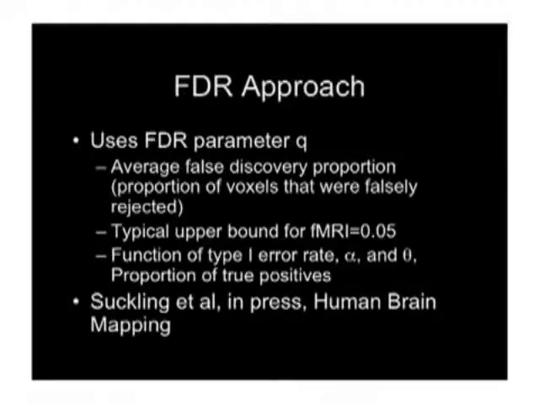Not to confuse it with alpha, but typically in fMRI they use a value of 0.05 for Q, but alpha and Q are not the same thing. Q is actually a function of alpha and also this parameter theta, which is the proportion of true positives. This is some new work by Suckling and others, in Human Brain Mapping.